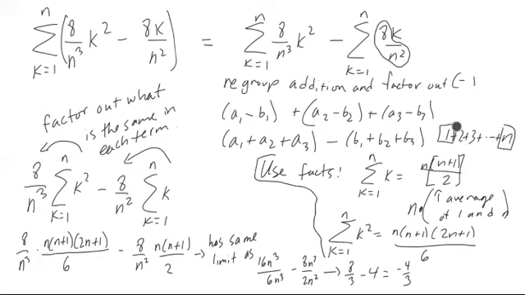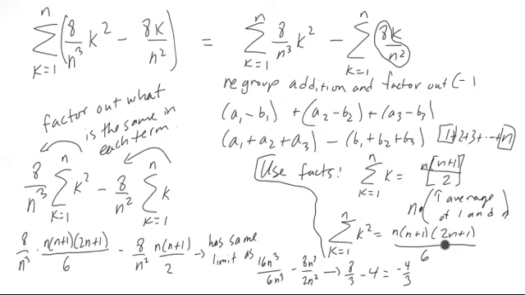Well, what is an average? An average is equal to the sum of everything divided by how many there are. So if you know the average, you simply need to multiply by how many there are to get the sum. So that's exactly what we're doing: n times the average here. So n times the quantity (n plus 1)/2 equals this sum.